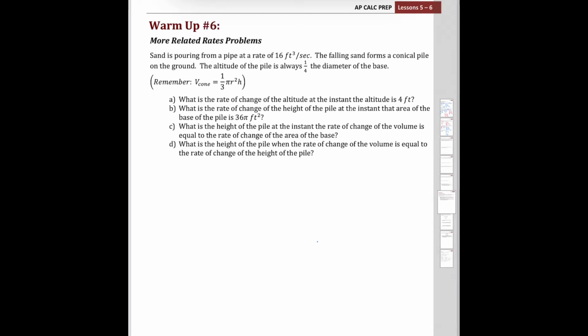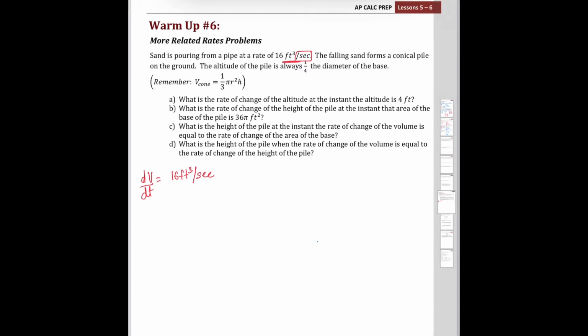It says sand is pouring from a pipe at a rate of 16 cubic feet per second. So again, what is this? Since it's per second, it has to be the rate, and cubic feet has to do with volume, so this is dV/dt, right? 16 cubic feet per second. The units give away a lot of information too, so be careful to read the units and understand what they mean or what they represent.